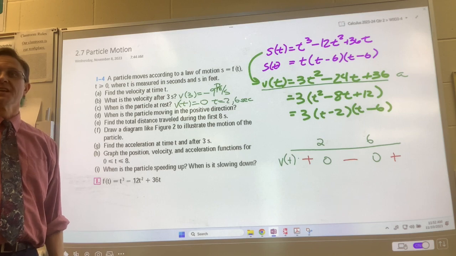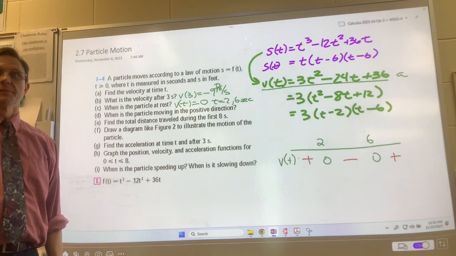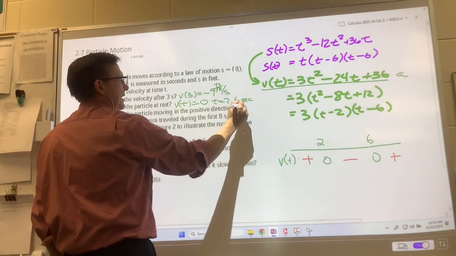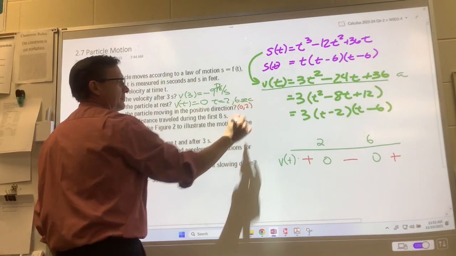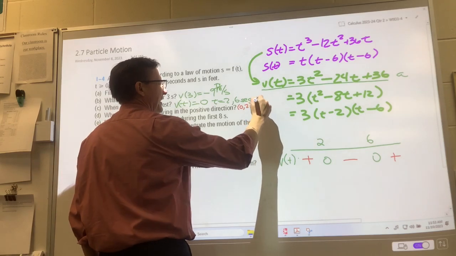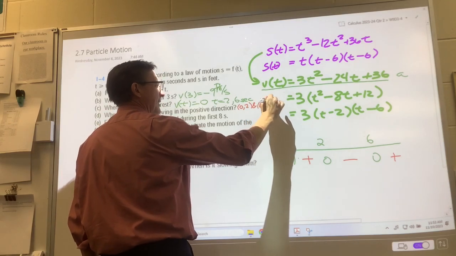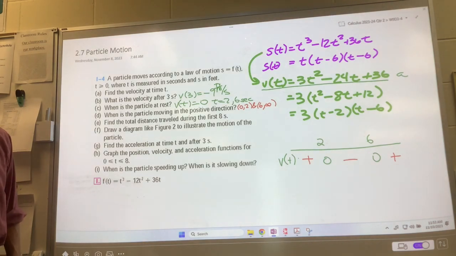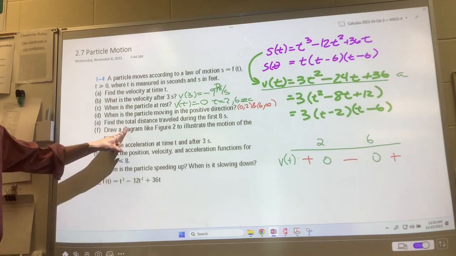When the velocity is positive. So it's positive from, I suppose I can leave it red, how about 0 to 2 and 6 to infinity? That's positive. All right, everybody, now it wants the total distance traveled for the first 8 seconds.